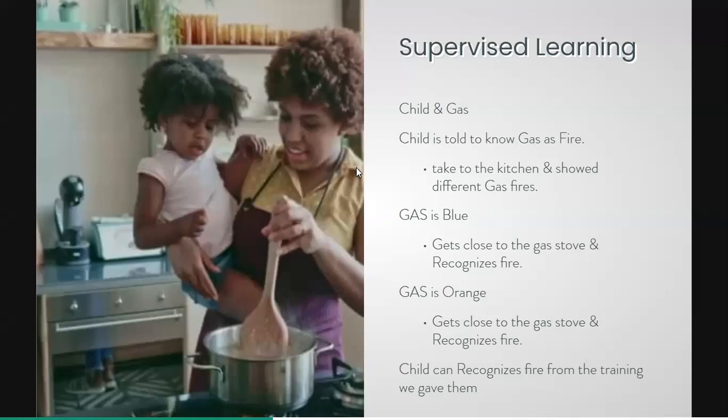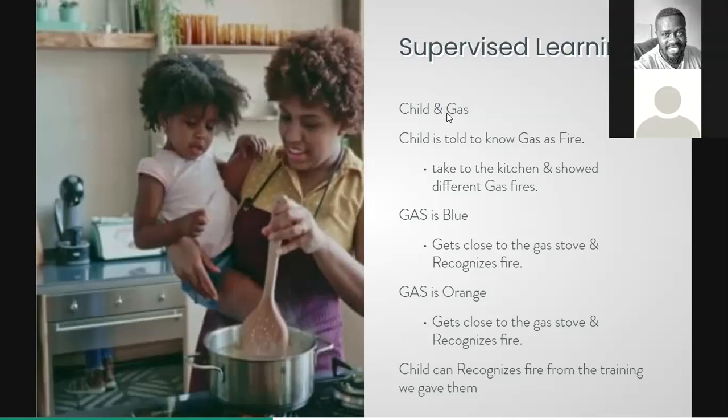So if you introduce the kid and show them, hey, the flame is orange, right? They will know, again, that the flame is orange, it can still burn me. So in the end, anytime the kid sees a blue flame from the stove, that's fire, I'm not supposed to go there. Whether it's an orange flame, they know they're not supposed to go there. So the child can recognize fire from the training that we gave them.